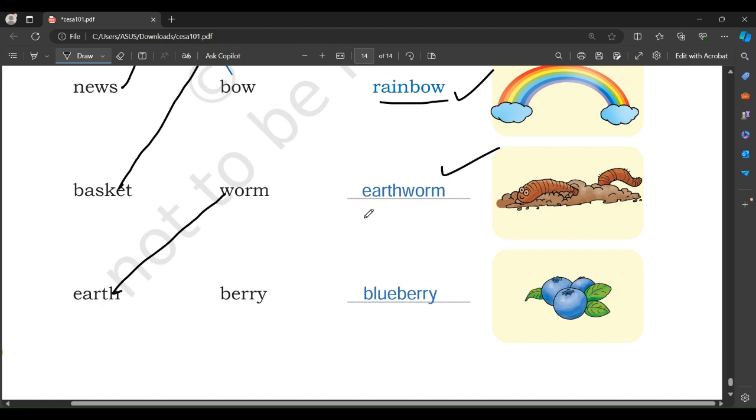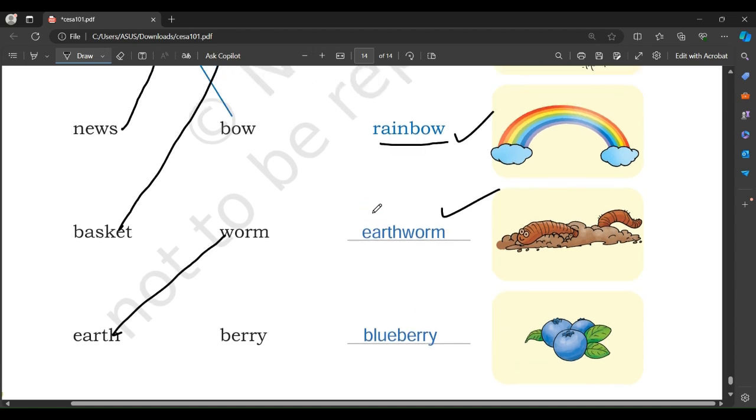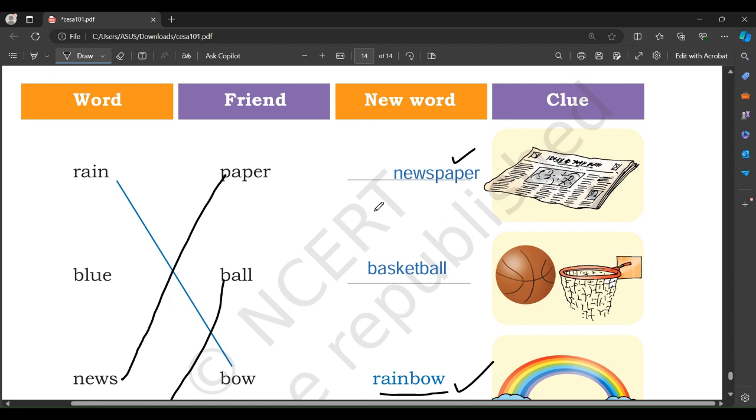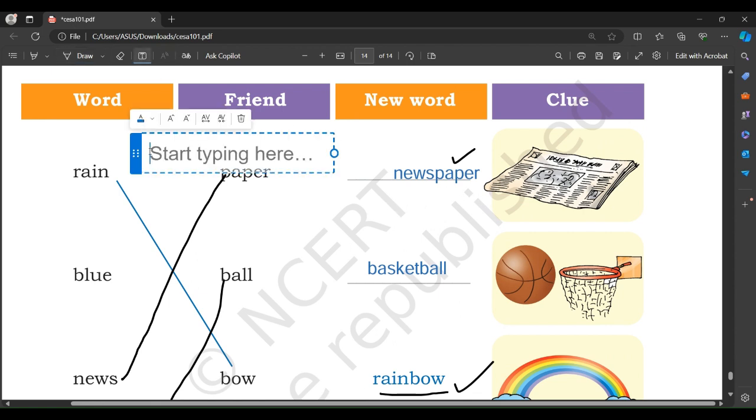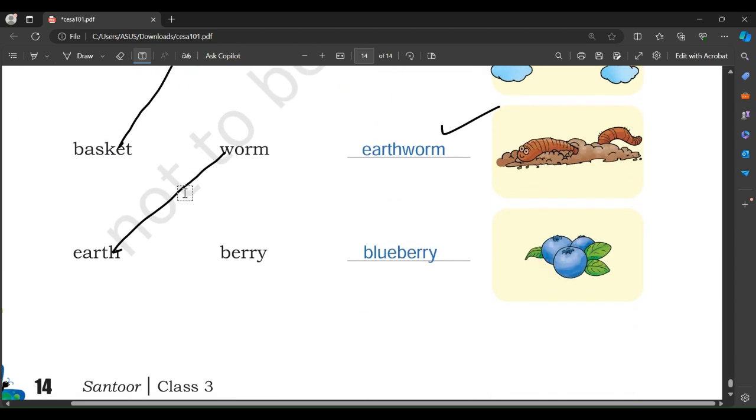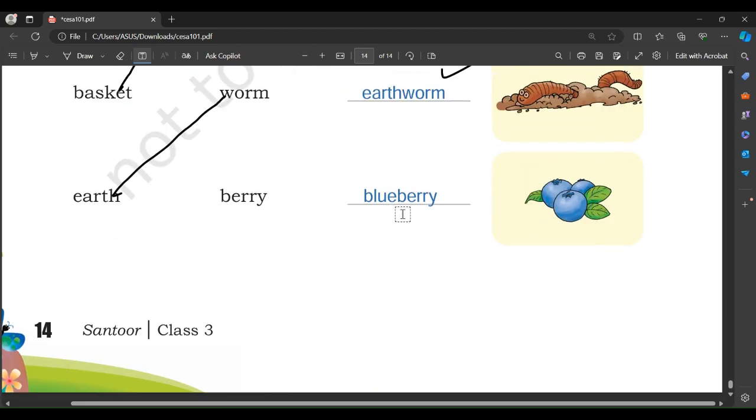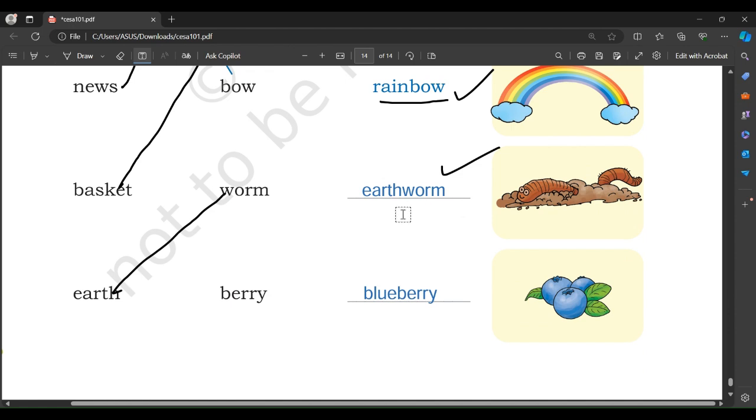We got these words by joining two words, right? These words are called compound words. What is called? Compound words. All right, compound words. Clear? Very good. Now we have completed this chapter, and I hope you enjoyed this lesson.